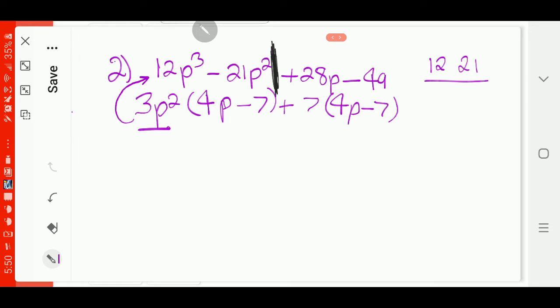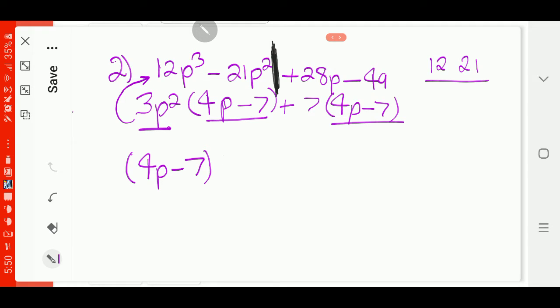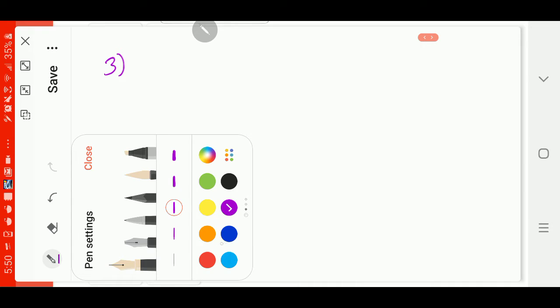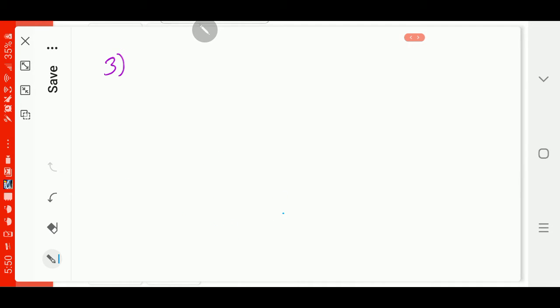So now what do we do? We factor out our term in the parentheses. We bring it out. So we have 4p minus 7 times 7 plus 3p squared. And again, we cannot factor any further. Okay, I'm going to try 2 more problems, and then I'll assign the rest of the problems to you. So the third problem states, let's do it in a different color. Let's say this baby blue.